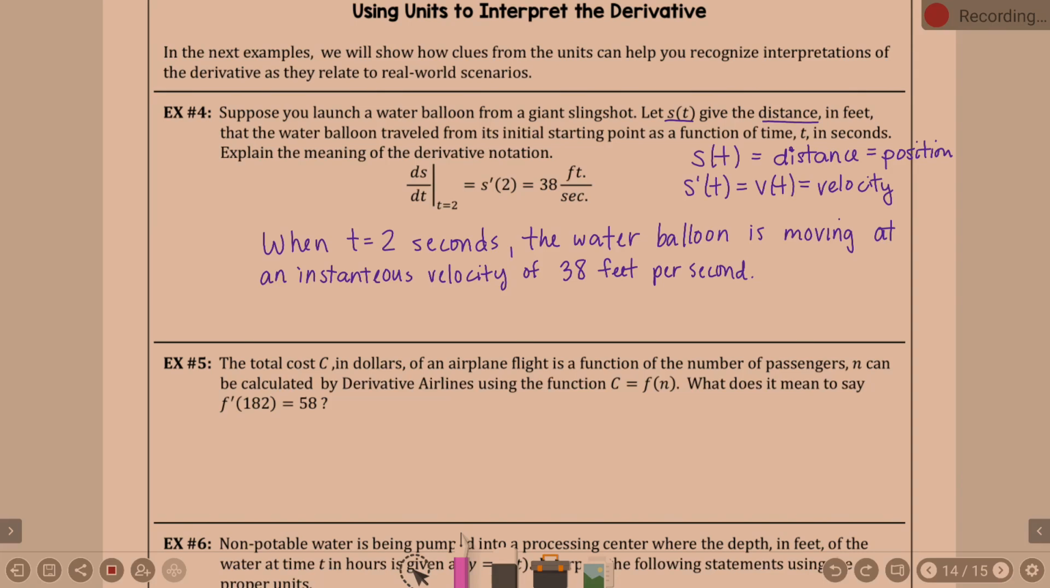So the rate is changing. When there are 182 passengers, the rate is changing $58 per passenger. What's the rate? The rate of a ticket? Yeah, the rate in terms of the cost. I have two different descriptions, but when you say that 58, it's 58 what? Dollars, right? So when you put that dollar sign on there, that kind of takes care of it.